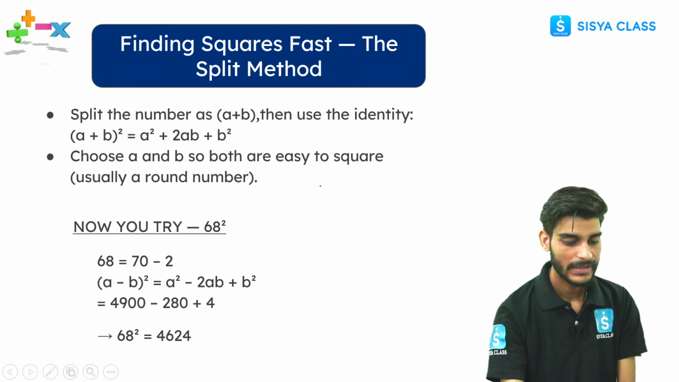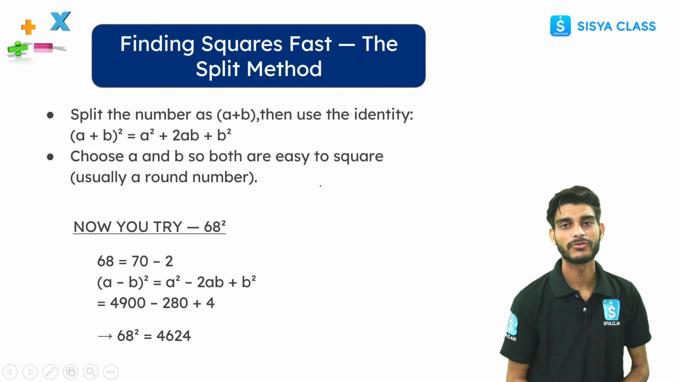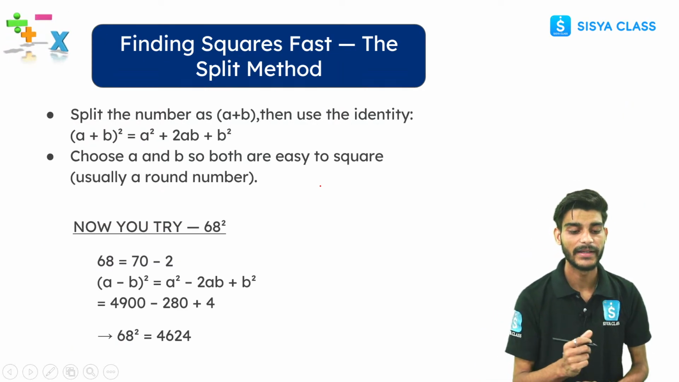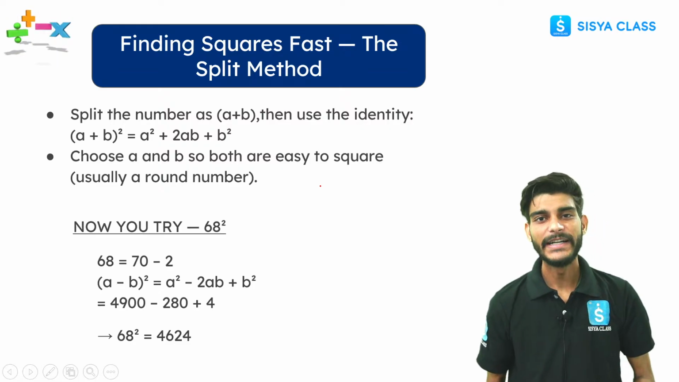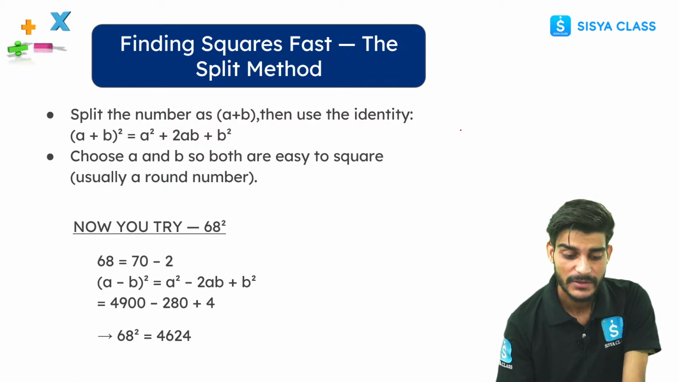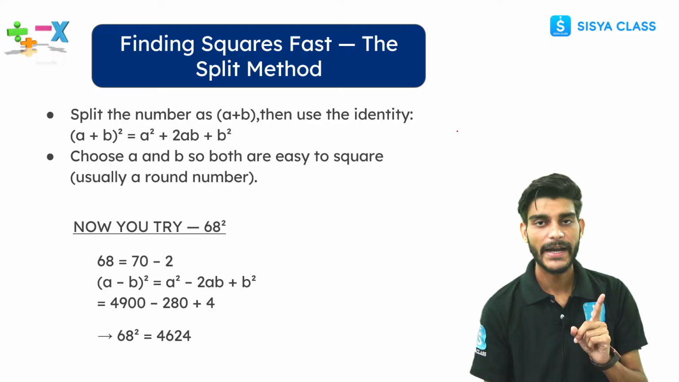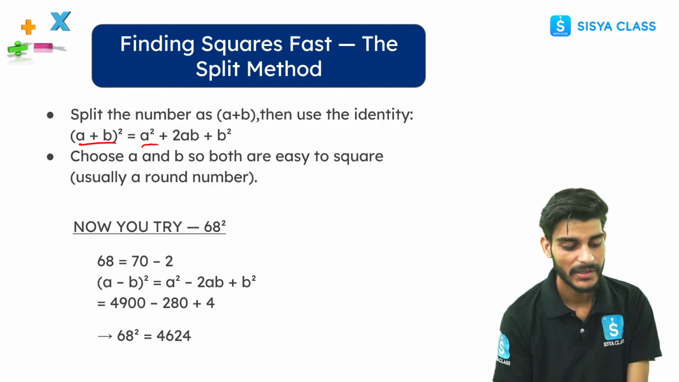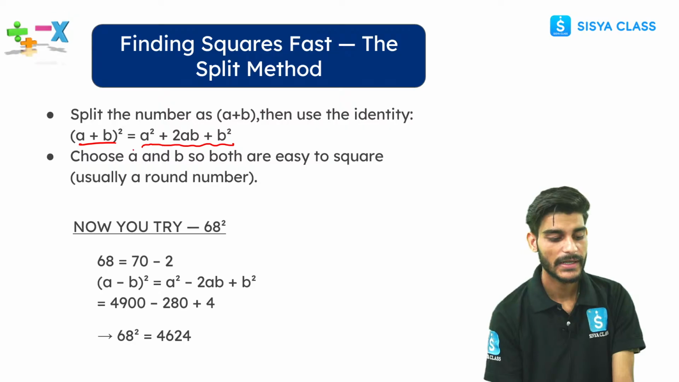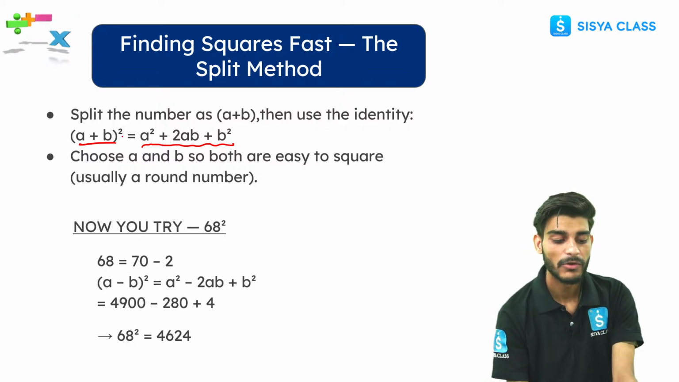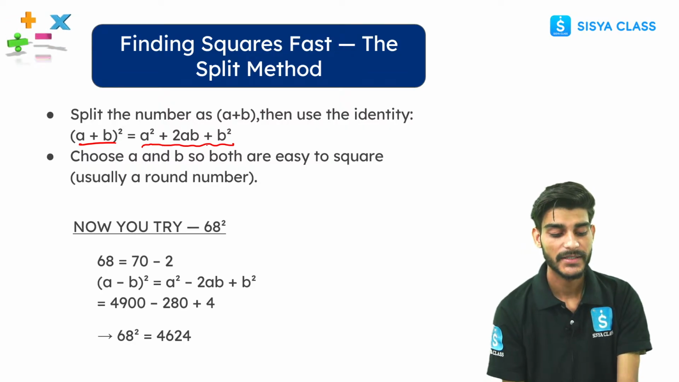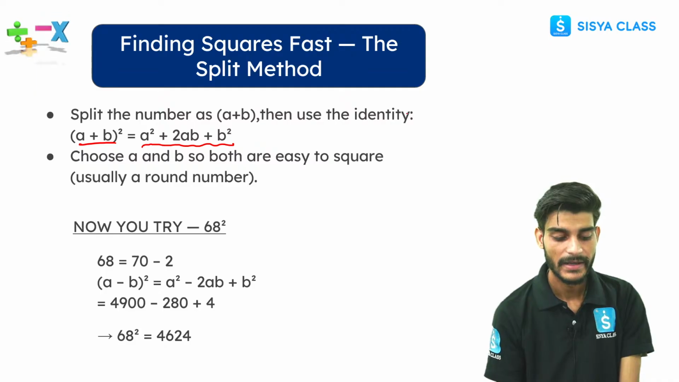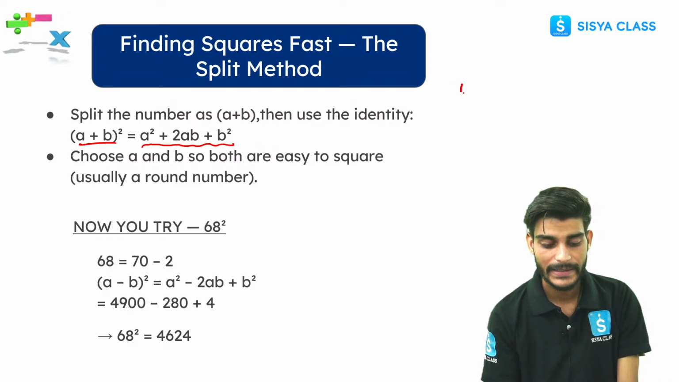Now let's see how we can find the squares of any numbers quickly. This method is called the splitting method. For the splitting method you have to remember one identity, that is (a plus b) whole square. I know that everyone remembered this from the junior classes. (a plus b) whole square equals a square plus 2ab plus b square. Now there is one more identity, that is (a minus b) whole square.